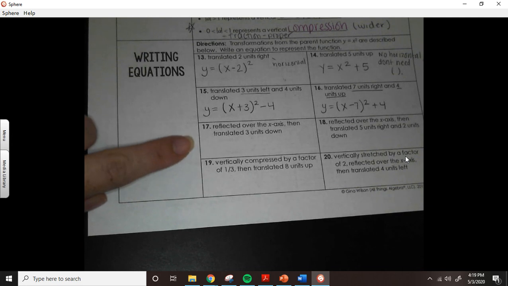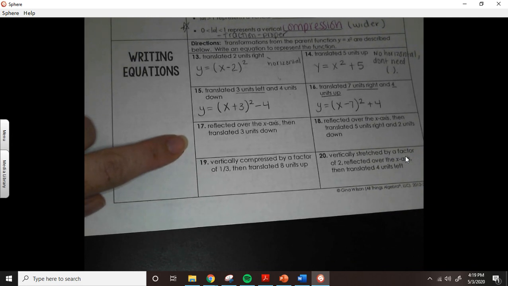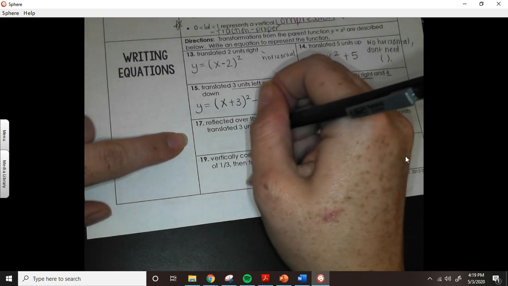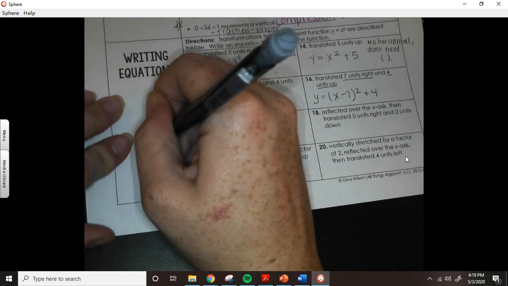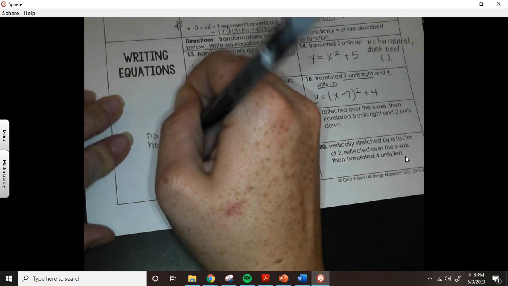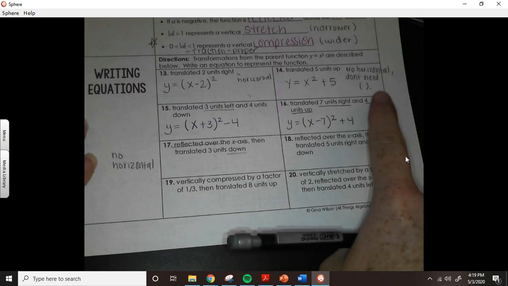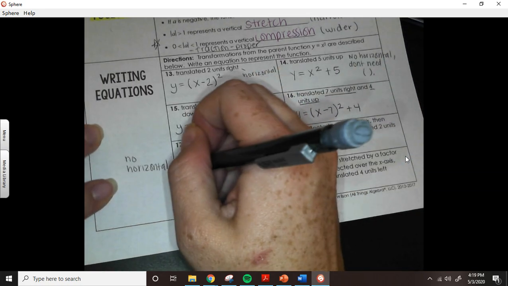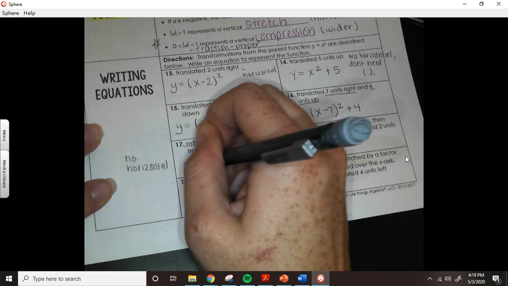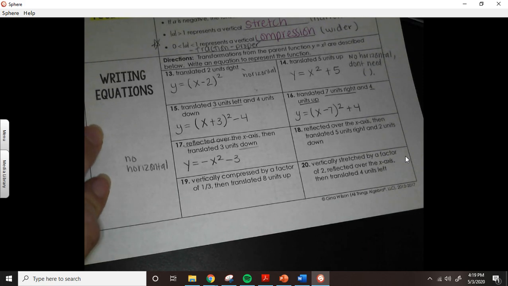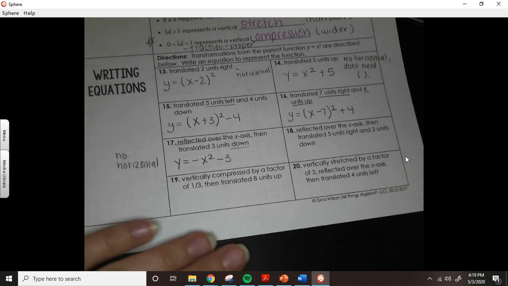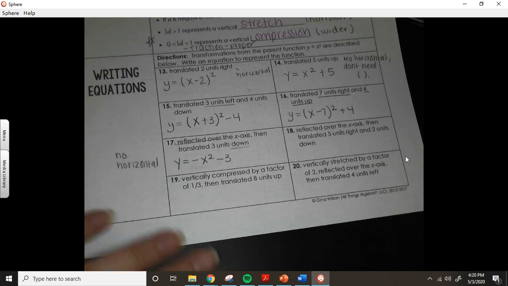All right, now next 17. I have a reflection and then a down. So no horizontal. So does that mean I need parentheses? No, I do not need parentheses. So if it's reflected, I know it's going to be negative x squared. And then 3 down means minus 3. Promise, the more you do these, the better you will get. They seem really hard at first, but they're not.